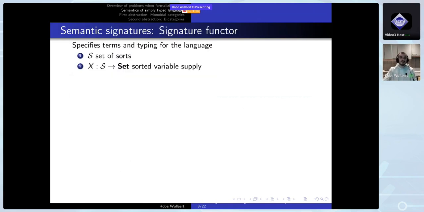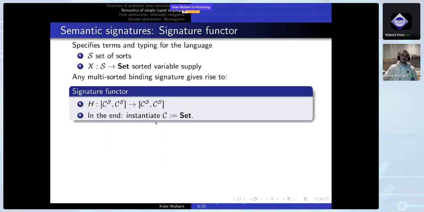And this semantic signature consists of two parts. The first is a so-called signature functor, and for this, we consider just a set of sorts, or the types that we want to include in our language. Then any function from this set of sorts to sets, or to types, can be thought of as a sort variable supply. So to each sort we associate a set of variables.